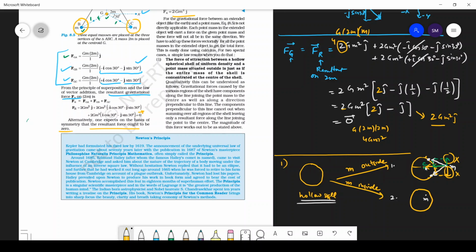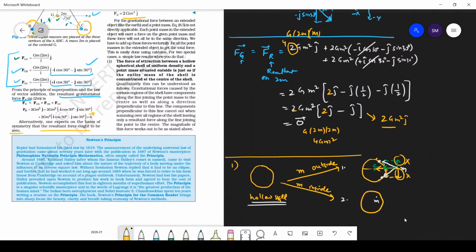So we can assume that in this case, this sphere is actually behaving like the whole mass is concentrated at the center, and its mass is M, and we have this point mass m. So this mass m will be attracted towards this center. So that's what is written over here. The force of attraction between a hollow spherical shell of uniform density and a point mass situated outside is just as if the entire mass of the shell is concentrated at the center of the shell.